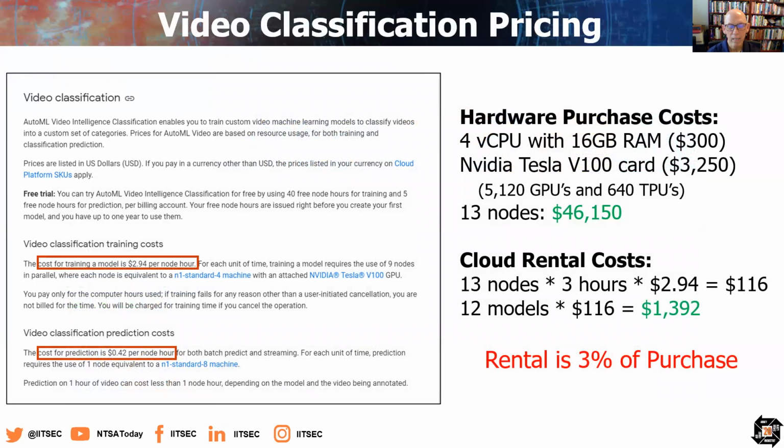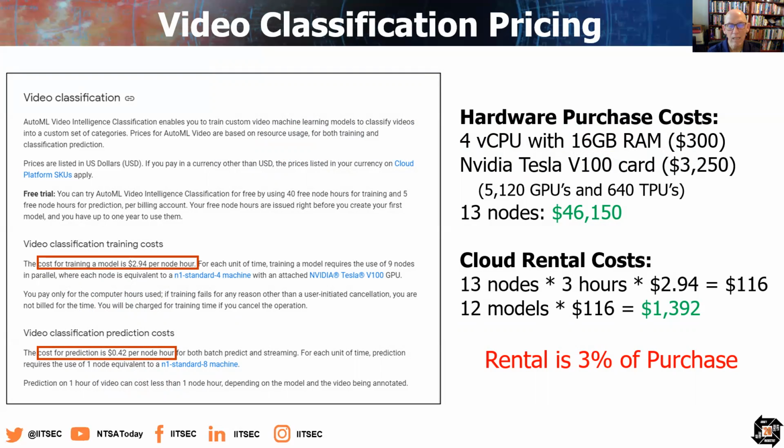Now, if you look at the computers that were required to accomplish what just happened, at the end of the experiment, we have information on how many computers and what kind of computers were used. And we know that these are 4 virtual CPU machines with 16 gig of RAM on each one, which costs about $300 each. And each of these has an NVIDIA Tesla 100 card, which has 5,000 GPUs and 640 TPUs on it, which costs $3,000.